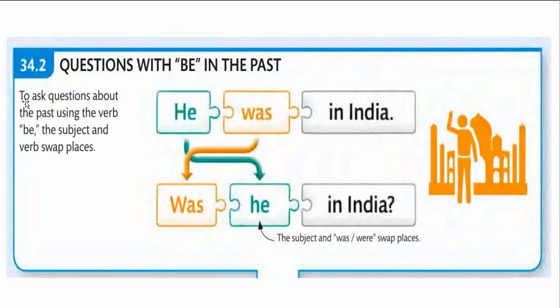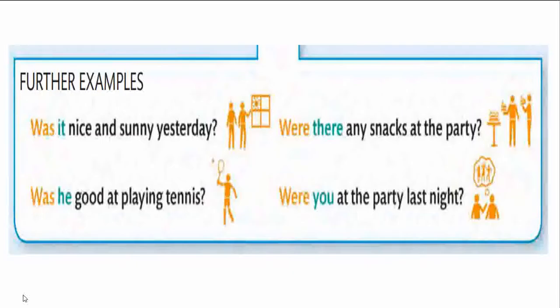Let us look at the rule. To ask questions about the past using the verb be, the subject and the verb swap places. Swap means interchange places. Let us proceed and see certain examples based on the same structure. Was it nice and sunny yesterday? Was he good at playing tennis? Were there any snacks at the party? Were you at the party last night?